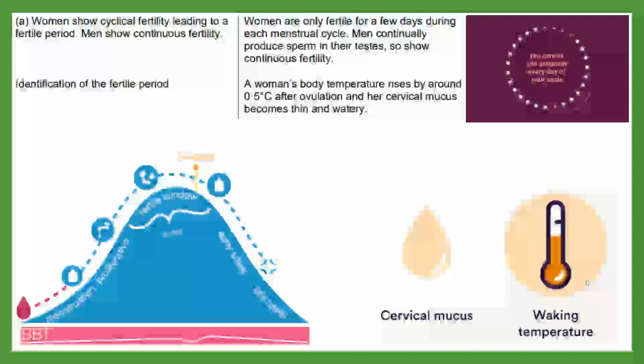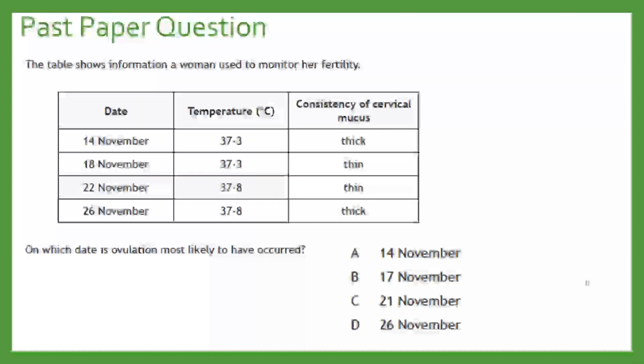So because there's only a few days each cycle, it's important to be able to identify when the fertile period is taking place. So there's a couple of physiological changes that occur after ovulation. One of those is an increase in body temperature about the day after ovulation, an increase of half a degree, as well as changes to the cervical mucus, which becomes more thin and watery, so that it doesn't impede the entry of the sperm cells. So many of the questions that are around this topic will be problem solving ones. So let's try a few of those together.